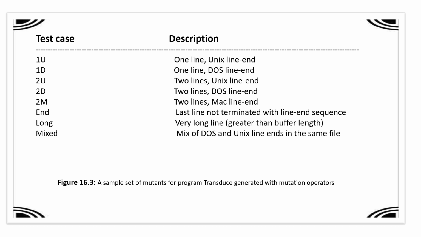Here is the description of each test case. Firstly, 1U, 1 line Unix line end. 1D, 1 line DOS line end. 2U, 2 lines Unix line end. 2D, 2 lines DOS line end. 2M, 2 lines MAC line end, last line not terminated with the line end sequence. Long, very long line greater than the buffer length. Mixed, mix of DOS and Unix line ends in the same file.